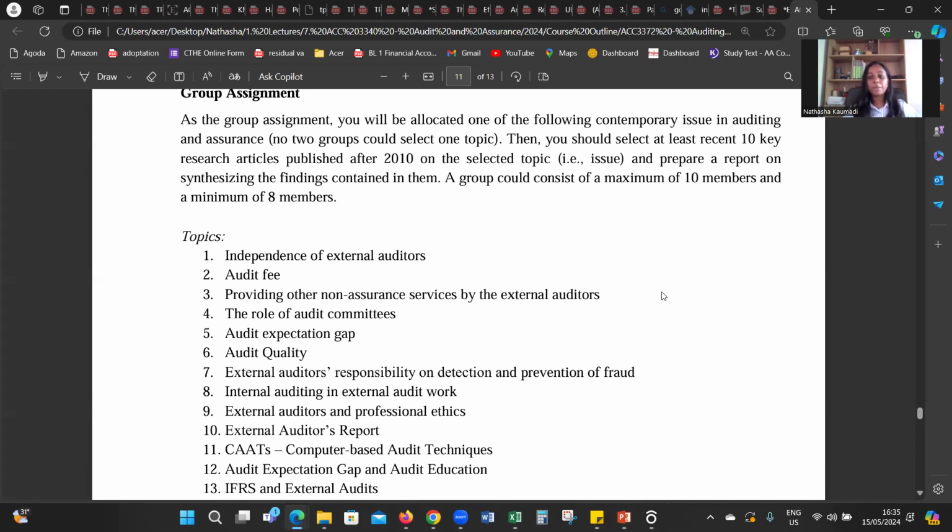After that, you need to prepare a report synthesizing the findings contained in them. You have to read the article, analyze it, and summarize the findings of those articles. That is all about it. So that is not a presentation, it's a report. It's a group report. A group could consist of a maximum of 10 members. I will take care of it.